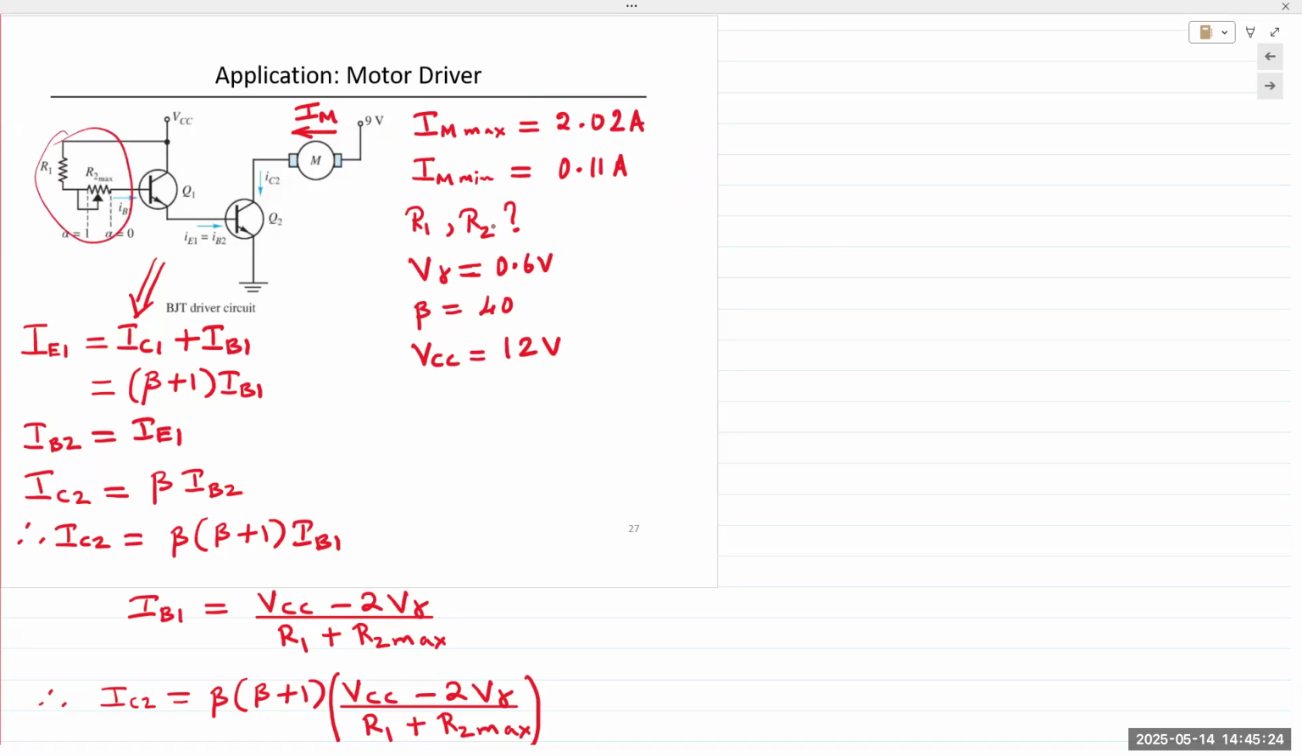So the first transistor alone is not sufficient to drive the DC motor. So we take the output of the first one and feed it as input to the second one. So IE1 is equal to IB2. Okay, IE1 is equal to IB2.